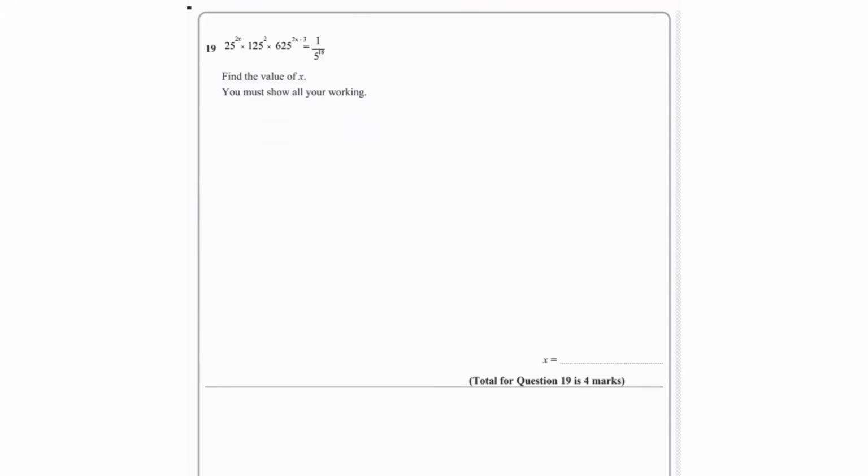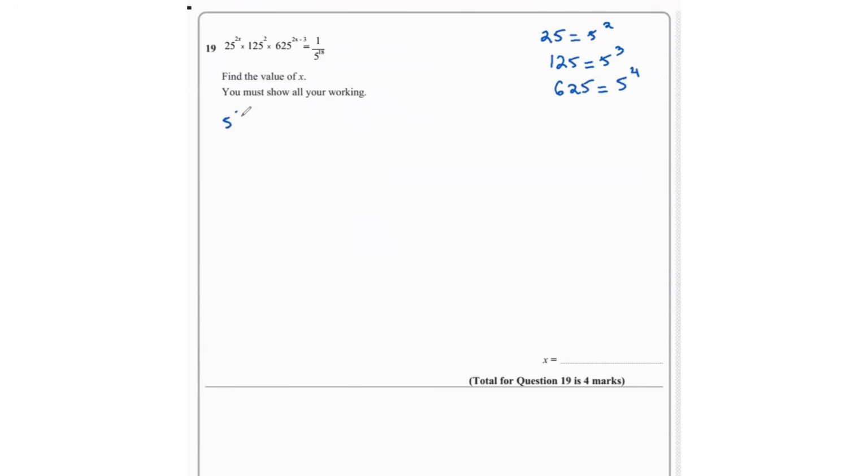Then it says find the value of x. You must show all your workings. This is a question on indices. So we have 25 to the power of 2x times 125 squared times 625 to the power of 2x minus 3 equals 1 over 5 to the power of 18. The first step is to convert all of them into the prime factor base of 5. So we know 25 is 5 squared, 125 is 5 cubed, and 625 is 5 to the power of 4.